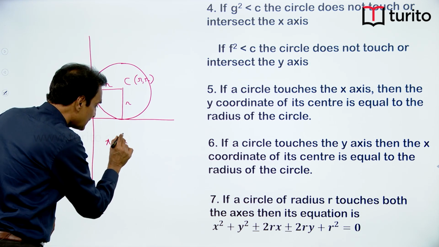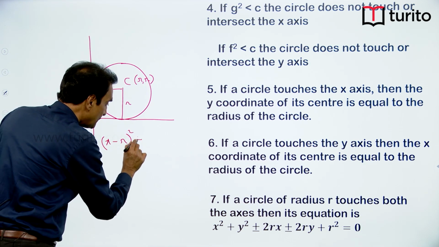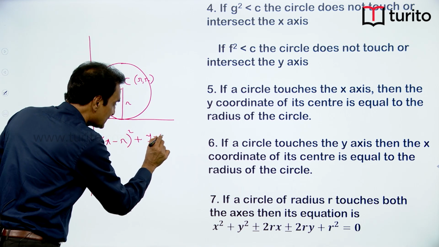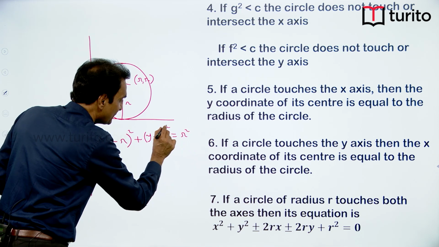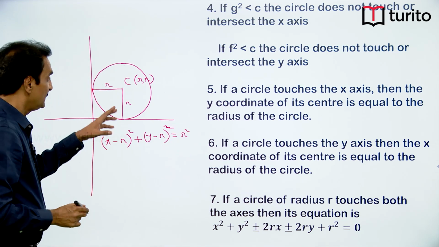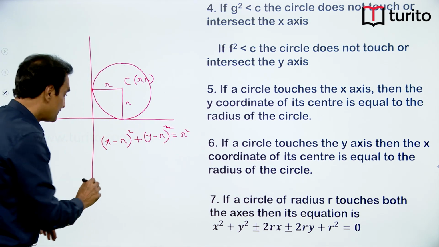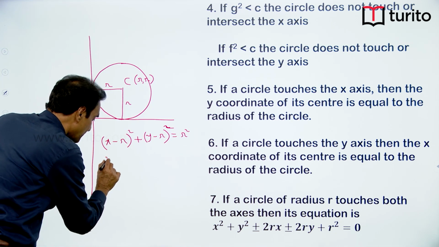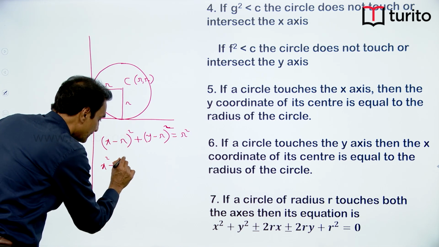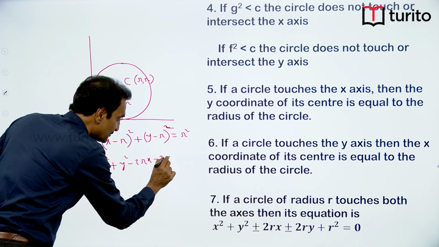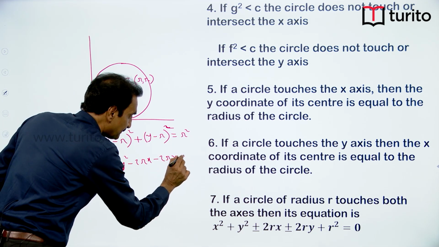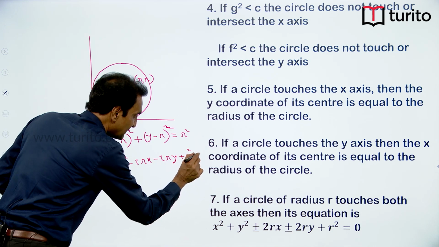(x - r)^2 + (y - r)^2 = r^2. If you simplify, you will get x^2 + y^2 - 2rx - 2ry + r^2 = 0.